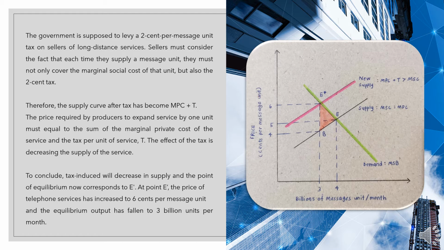And from the new supply, it created a new equilibrium point, new E. To conclude, the tax induces a decrease in supply and the point of equilibrium now corresponds to the new E. At new E, the price of telephone services has increased to 6 cents per message unit and the equilibrium output has fallen to 3 billion units per month.